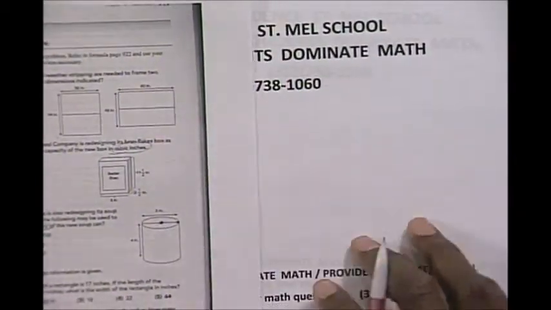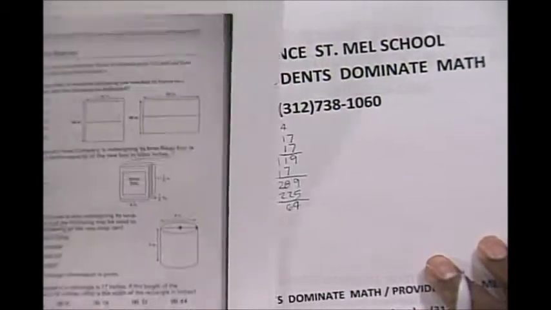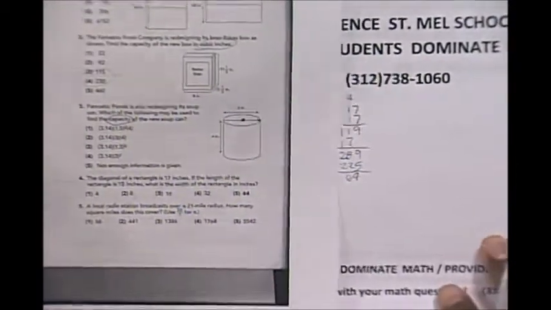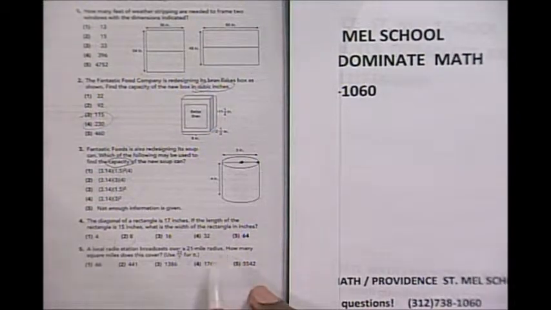All right, so let's look at the last one on this page. Number 5. Let's take a look at number 5. Number 5 reads, a local radio station broadcasts over a 21-mile radius. How many square miles does it cover?